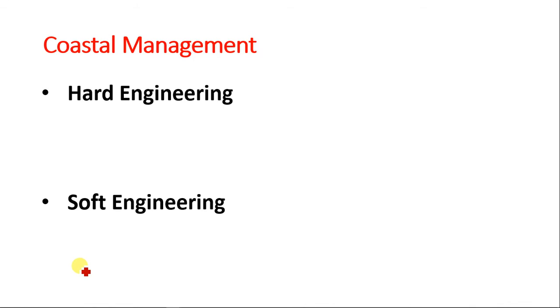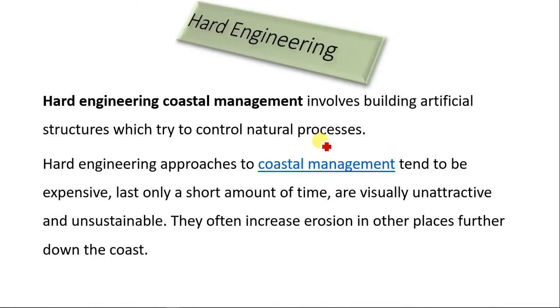And there are two ways in which coastal management takes place. It takes place through hard engineering, which is quite expensive, and we also have soft engineering. So we'll now quickly look at the different hard engineering methods. So hard engineering as a form of coastal management involves building artificial structures. So you should take note of this, because these are the major differences between hard engineering and soft engineering. Now, it involves building artificial structures which try to control coastal processes.